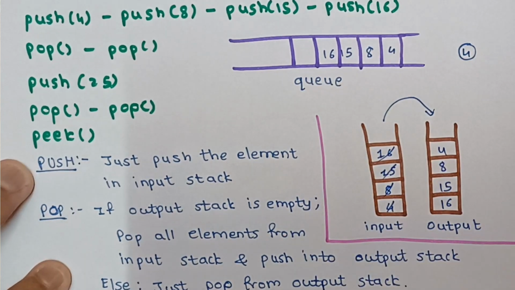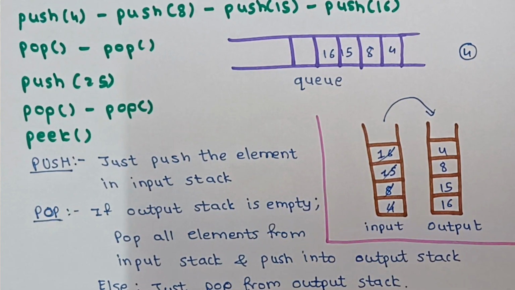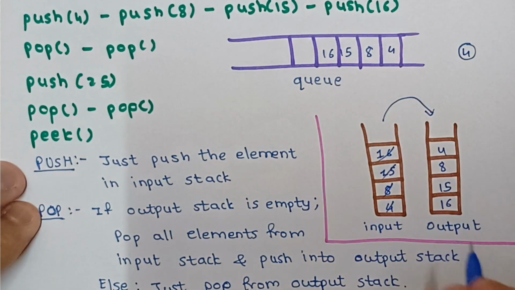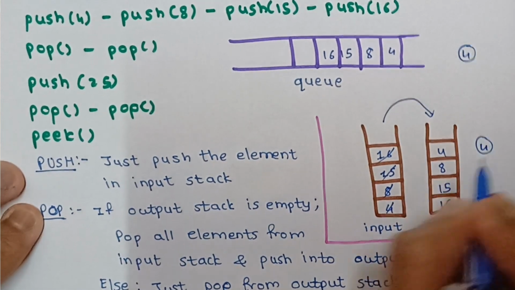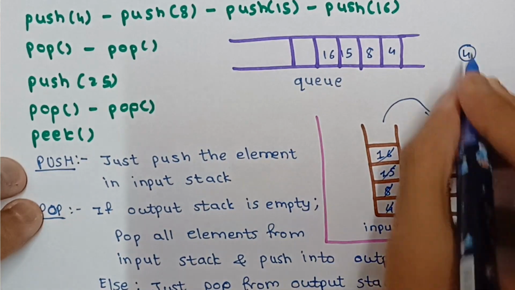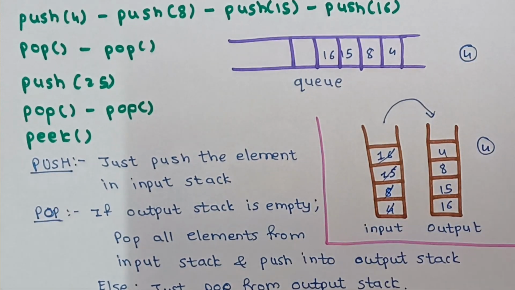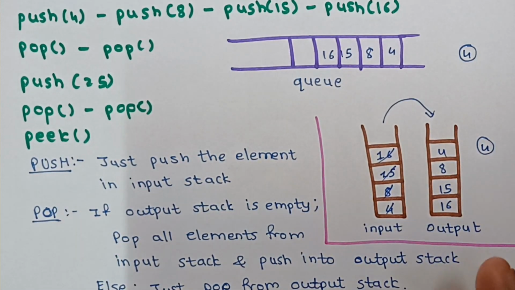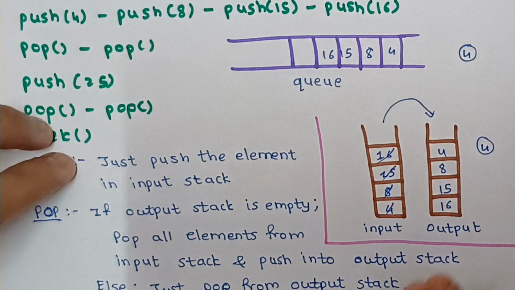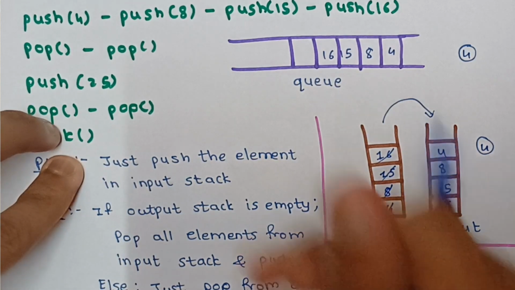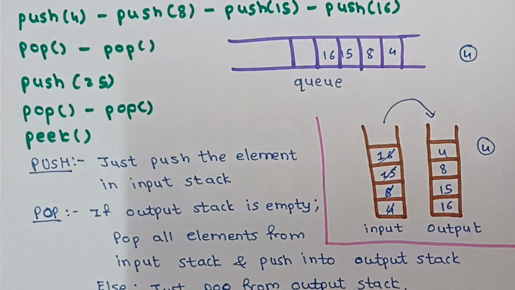Now we have to pop the elements from the output stack. You can see we find the 4 after popping from the output stack. Now these are equal. After popping 8, here also 8. So if our output stack is not empty, then we just pop from the output stack. So this is a simple approach.